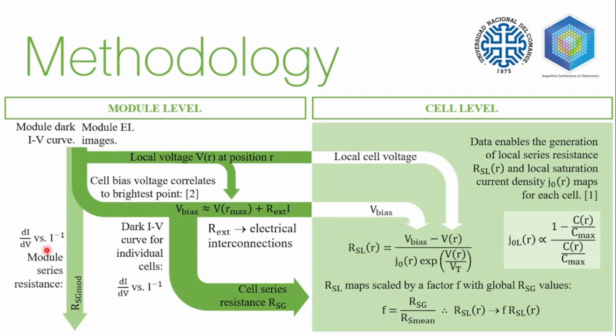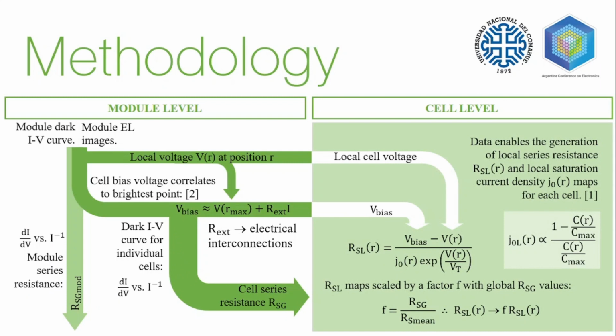On the other hand, the electroluminescence images contain information on the local voltages in the module. The local voltage is a key parameter to evaluate local series resistance, and indirectly in this case, the global series resistance. To achieve this, each cell bias voltage is approximated by adding the highest voltage value within the cell to the voltage drop over an external series resistance. This voltage level will be used to generate the dark current voltage curve of the cell.